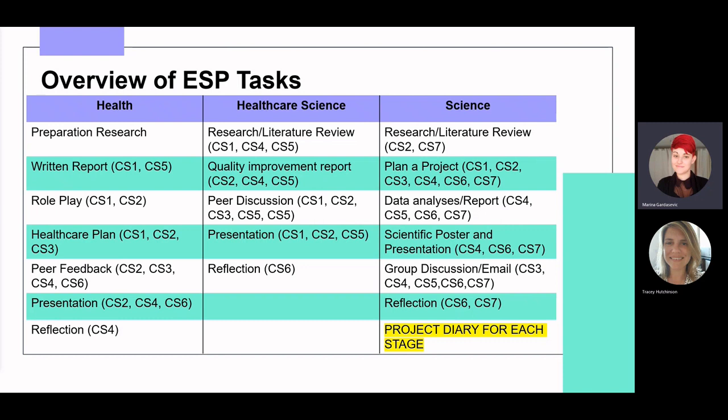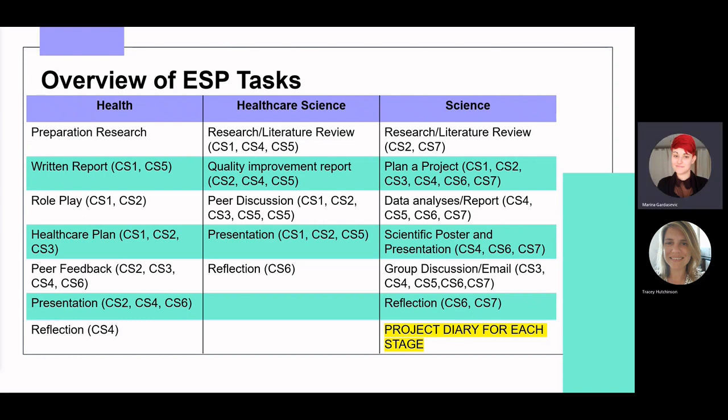So at the moment, if we were to look at the sample assessments, we can see here an overview of the ESP tasks. This is just a quick overview. We won't be going through these as we have other resources and support on this available. But here you can see in this table, each of the core skills is highlighted and mapped towards the tasks. For example, in health, the role play task maps to core skill 1 and core skill 2. You can also see the importance in science of having that project diary. So in the science ESP, there's a project diary for each stage, and that helps students contribute to their reflective task at the end.